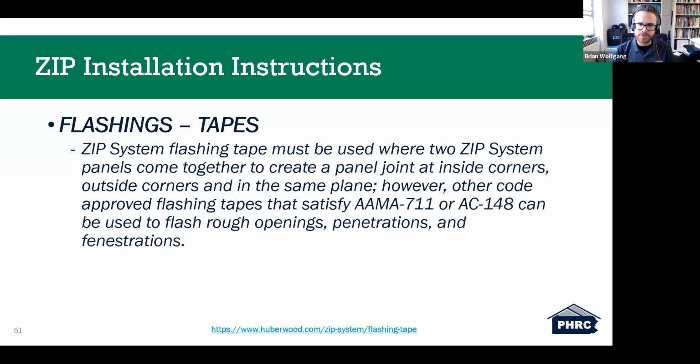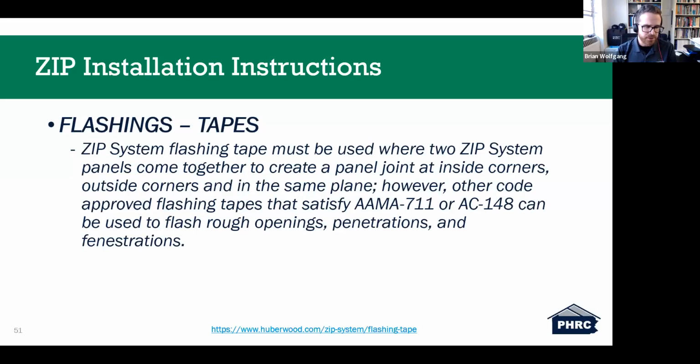But some manufacturers are pretty explicit with the other types of options you may have. So I copied in some language from Huber. For their ZIP system flashing tape, it says you need to use their tape where two ZIP panels come together and create a panel joint. However, other code-approved flashing tapes that satisfy AAMA 711 or AC148 can be used to flash rough openings, penetrations, and fenestrations. Excuse me, I'm losing my voice today.